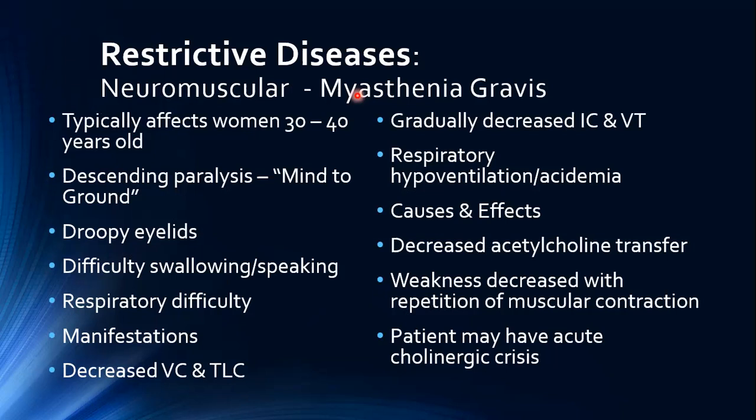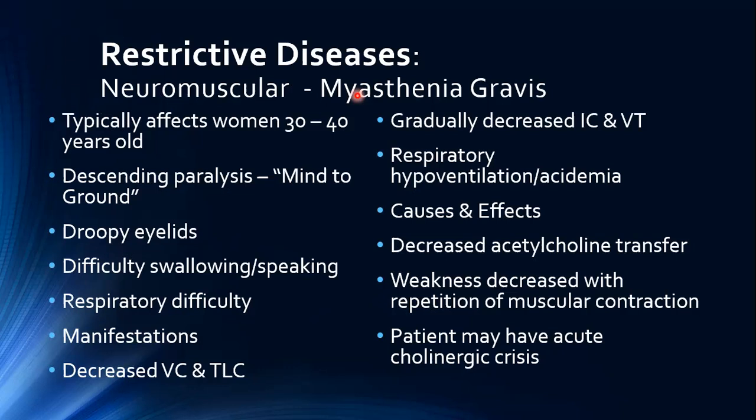Now, this is what makes it restrictive, because once it gets to the lungs, we have paralysis. So now we can't force ourselves to take a deep breath because we're almost paralyzed. The lungs have become paralyzed. And so now we can't get that breath. So that's a restriction, okay? It manifests, of course, as decreased vital capacity, a decreased total lung capacity, gradually decreasing the inspiratory capacity and tidal volume.